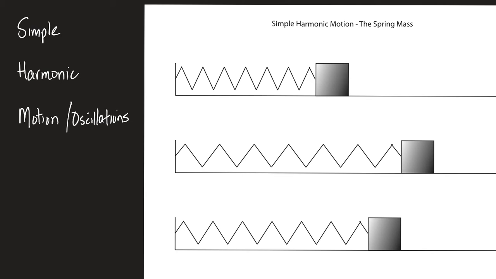So when we combine harmonic oscillator or harmonic motion, we mean that our object is going back and forth through a path that is repeated in regular intervals of time. But the word simple here has very specific meaning. Simple means that the motion can be modeled with a sine or a cosine function.